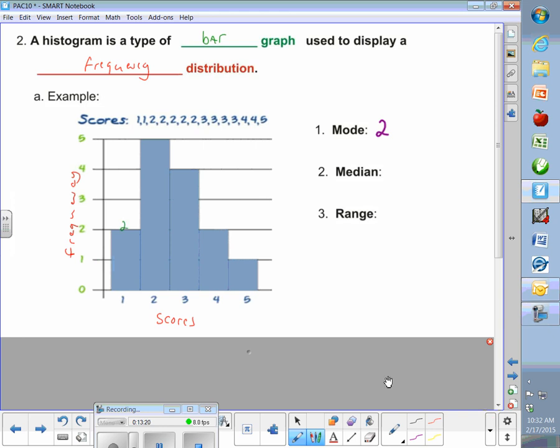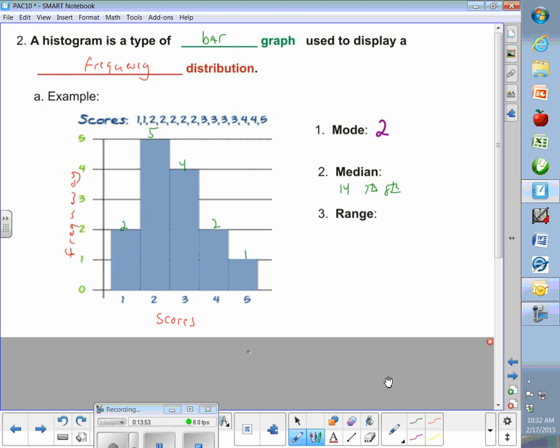There are 2 1s. There are 5 2s. There are 4 3s. There are 2 4s. And there's 1 5. Add that up: 7, 11, 12, 13. There are 14 pieces of data, right? And therefore, I'm going to have to average the 7th and the 8th. If it were an odd number of data, we'd have a middle number. So I've got to find the 7th and the 8th.